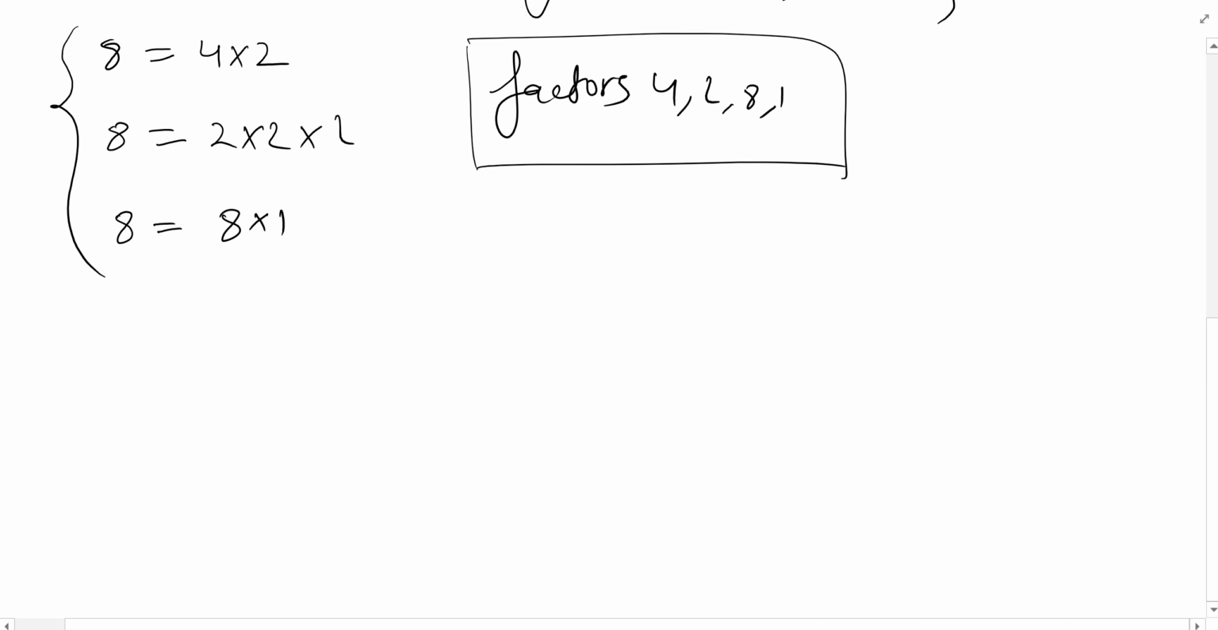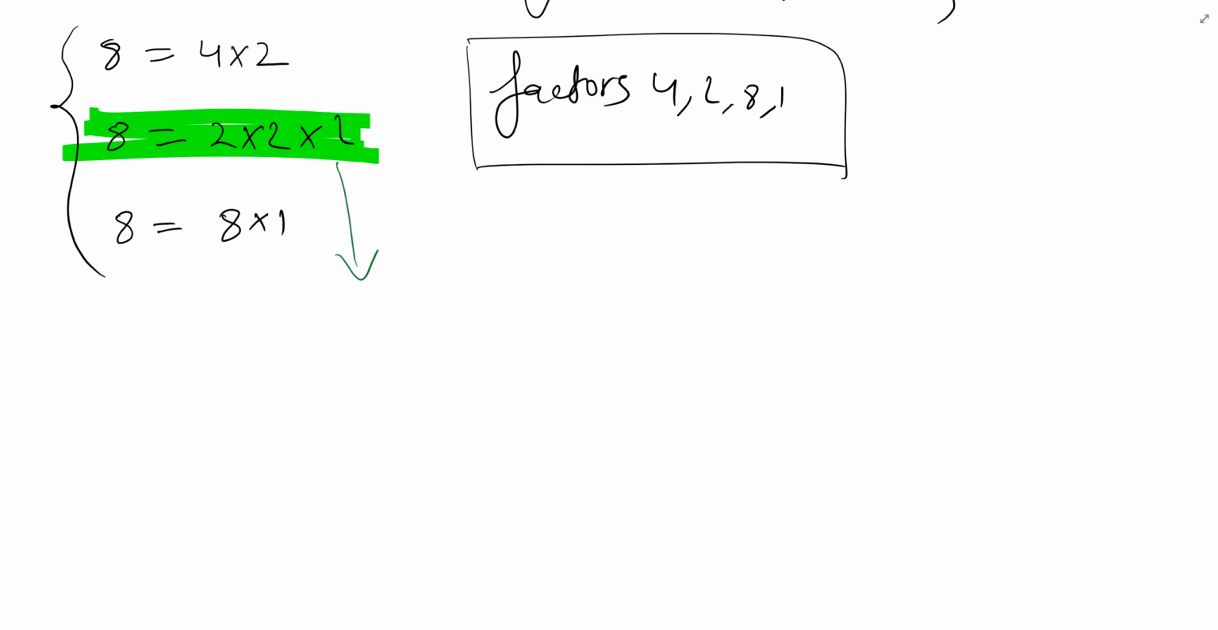And do you know what is the prime factorization? Prime factorization is a factorization which you cannot break further. So this is the prime factorization. If you look at these numbers, 2, 2, 2, you cannot break them down further. The only way you can do it is 2 times 1, but 1 is redundant. So 2 times 2 times 2 is the prime factorization because we cannot break down 2.